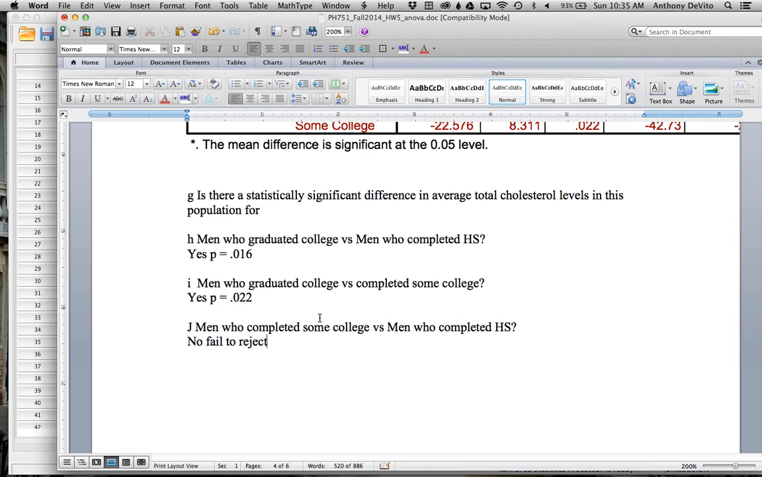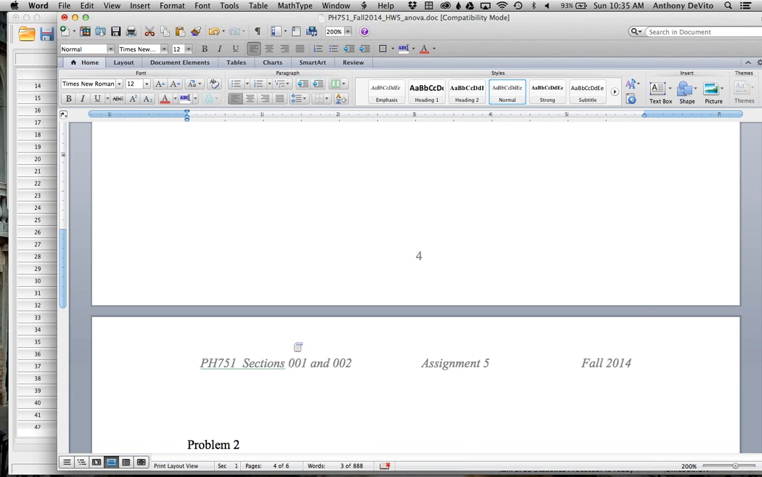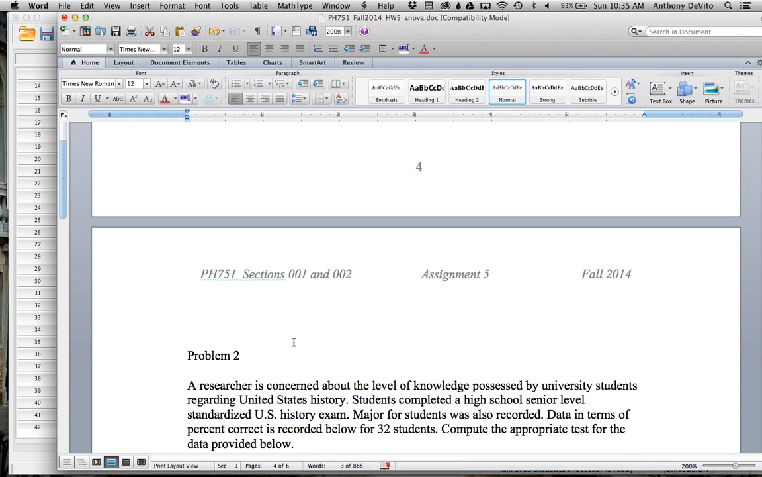That the two means, the mean for men who completed some college versus men who completed high school, have different average cholesterols. That one we can't reject the null hypothesis for. Yes, we can for this pairing. This we can for this pairing. No, we can't for this pairing. Okay, so that's basically where we stand with the technique that we're using with analysis of variance.